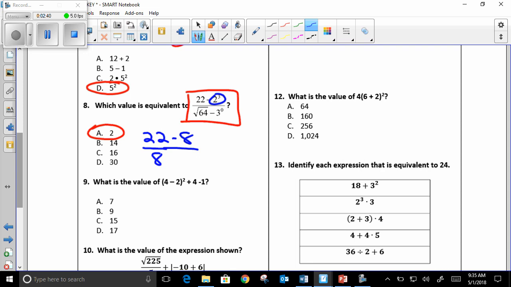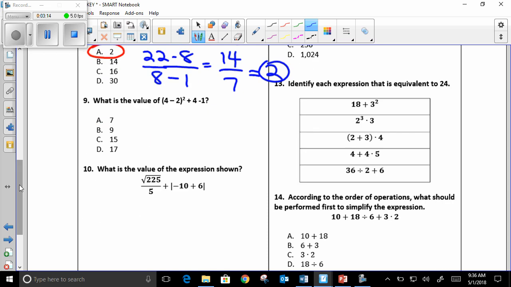There we go. And then students make this mistake all the time. What is 3 to the 0 power? 1, not 0. So this would be 1. And then you solve the top to get 14 over 7, which equals 2. So make sure that you know your exponent rules. Make sure you know that anything to the 0 power equals what? 1. Good.